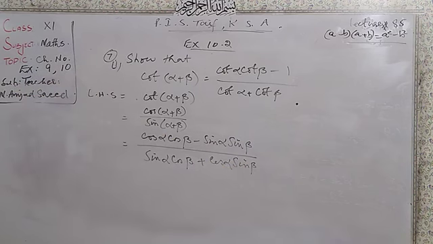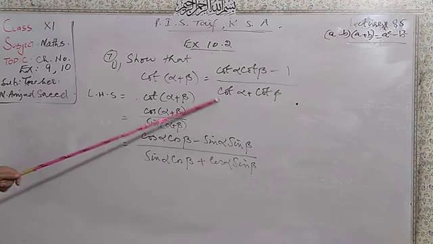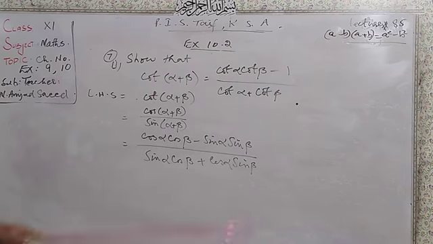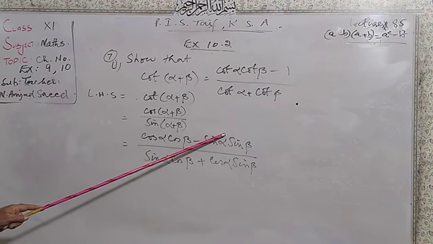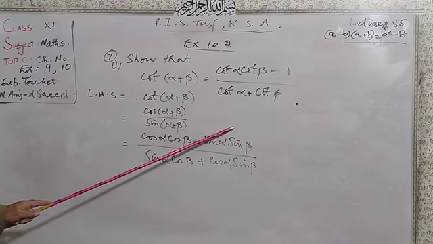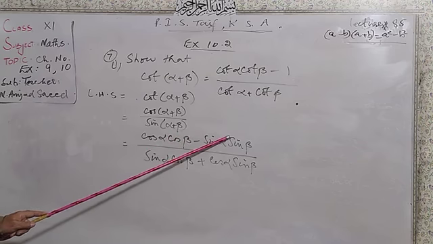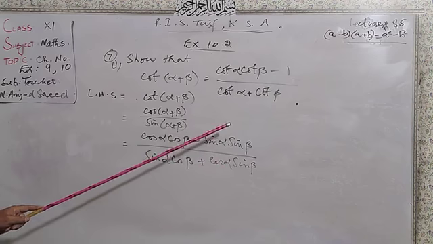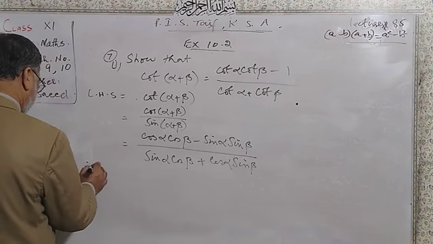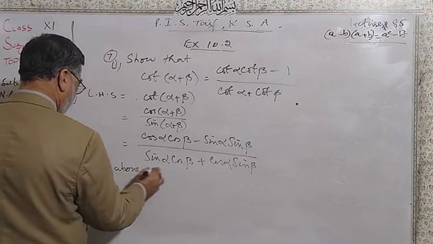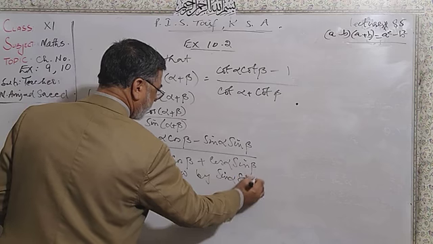Dear students, after writing this, look at your right hand side. In the right hand side, you have 1 here. How can you get 1 here? It must be 1 in your answer. So how can you get this 1? Dividing above and below by sin alpha sin beta, you will get 1.